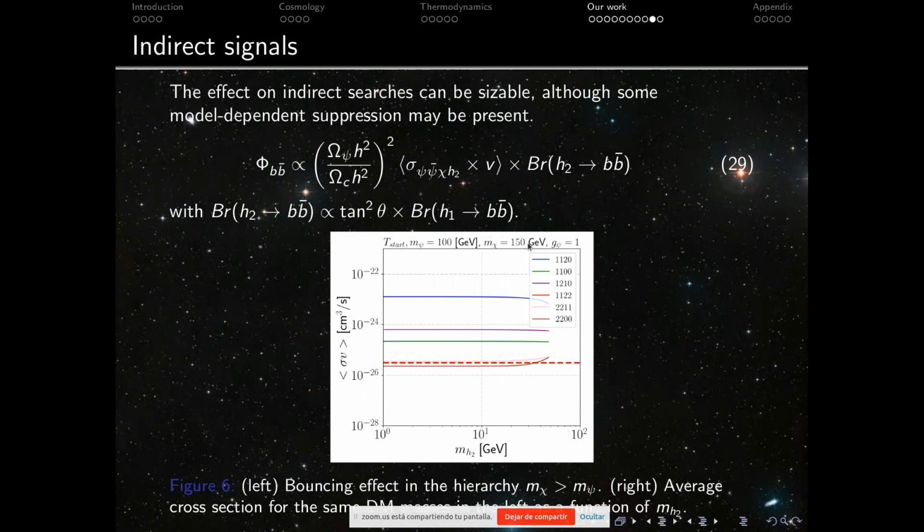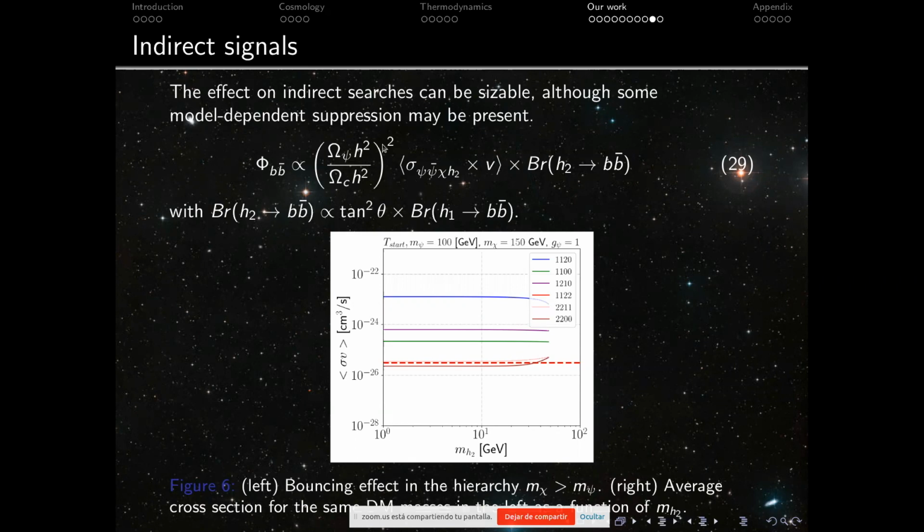But of course, in this model you expect some suppression in this flux coming from the model itself. So here, for instance, in this expression, you expect the branching, to which the flux is proportional, to be suppressed by this mixing angle, and this angle has been constrained by LHC searches.